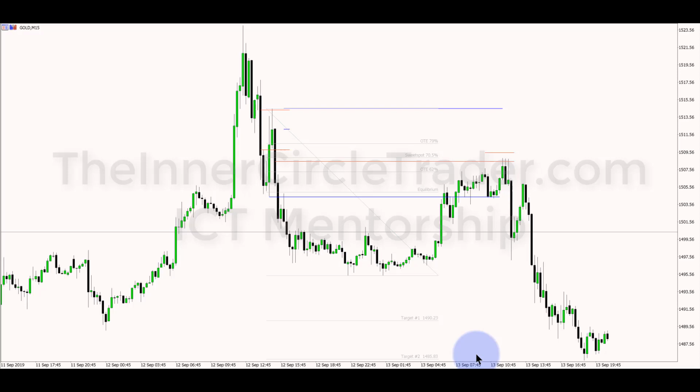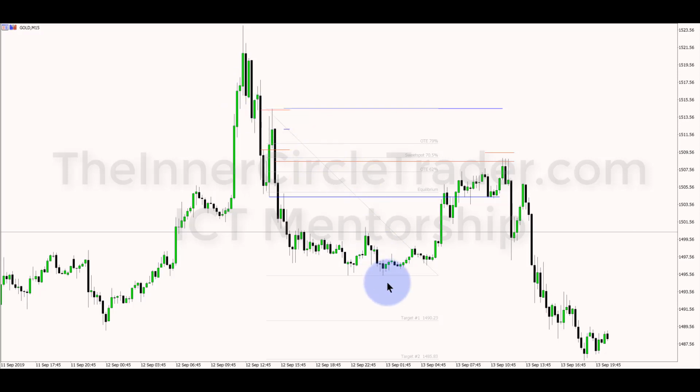So we're looking at a 15-minute time frame on the gold market, and this high here to this low here is our apparent price swing. We have a lower level swing, which is this high to that low, and then we have a lower level swing within it, which is this high to this low.